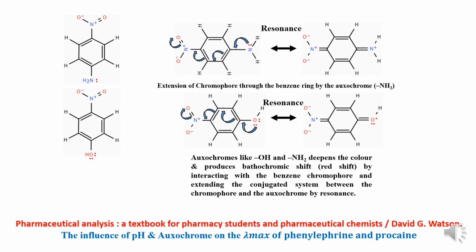So I have tried to explain the influence of pH and the presence of auxochrome on the lambda max of phenylephrine and procaine in this video.